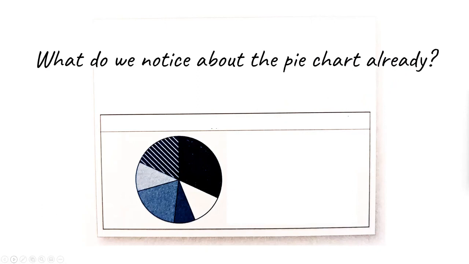What do we notice about the pie chart already? Go ahead and put in the chat. What do you notice already without any other information being in here? What do you see? Shading variations is one of the responses. Good, it's divided into 6 sections. Differently shaded, 6 sections. I love it. I might ask as an instructor, are any of the sections bigger than other sections? Are they all equal?